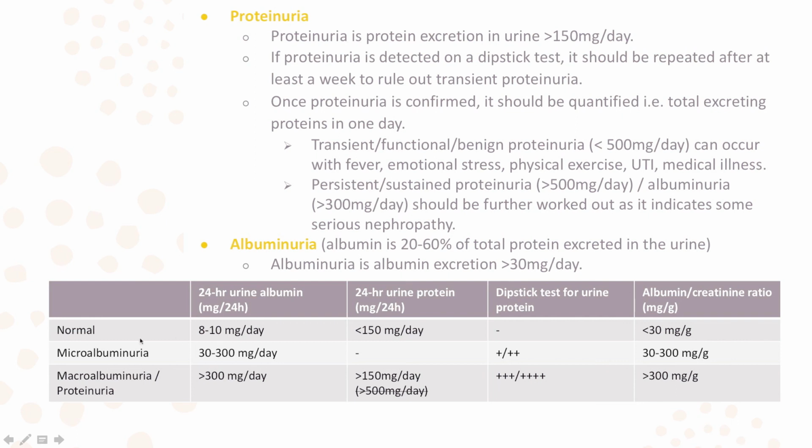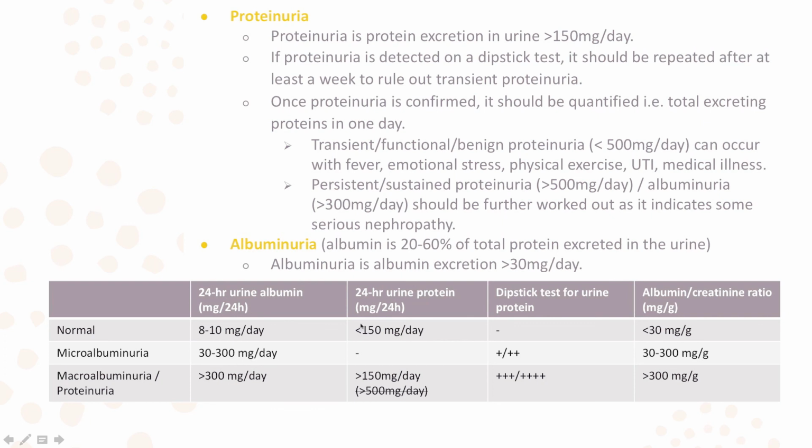This table here is very important. In 24 hours the urine normally excretes albumin 8 to 10 mg per day. In 24 hours urine normally excretes protein less than 150 mg per day. The dipstick for normally excreted protein is negative, because normally with less than 150 the dipstick cannot detect. Then the albumin to creatinine ratio of urine, the ACR, is less than 30 mg per gram, right? So the normal albumin to creatinine ratio is less than this.